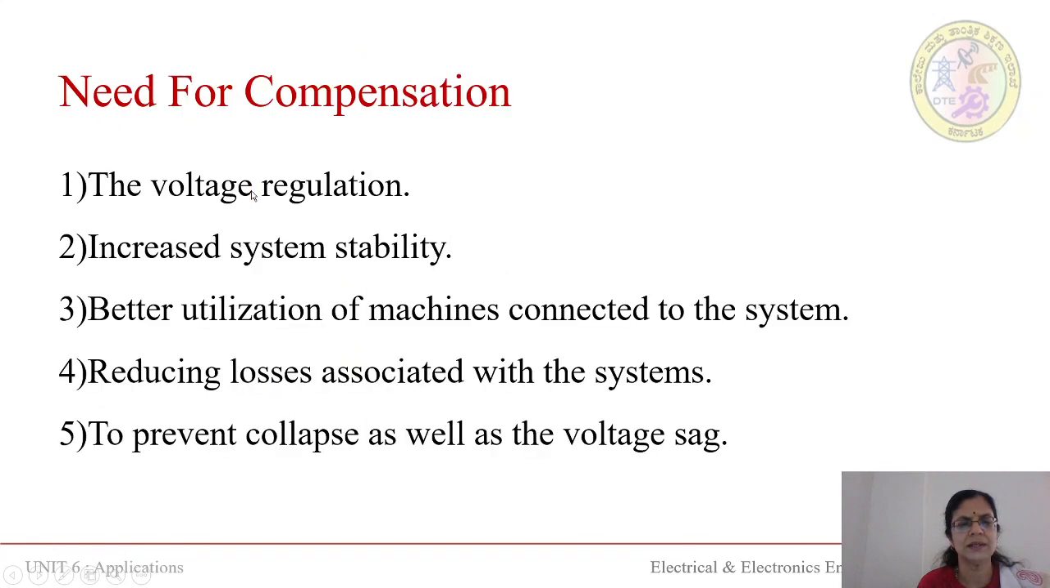So what is the need for compensation? It is to improve the voltage regulation, increase the system stability, provide better utilization of machines connected to the system, reduce the losses associated with the system, and prevent collapse as well as voltage sag. That is the need for compensation. So that is why VAR has to be compensated.